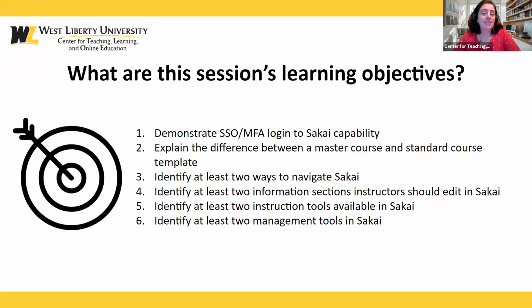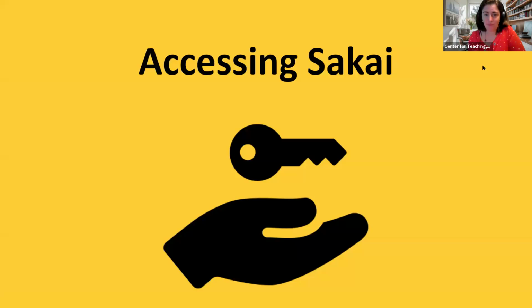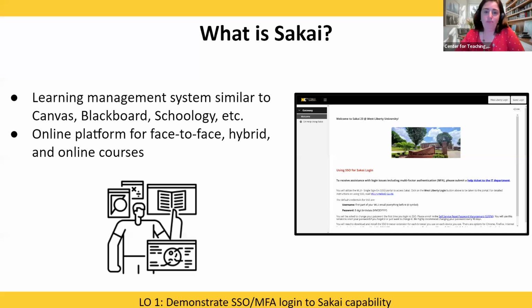So one is the SSO MFA, which is new starting as of July of this year. The difference between a master course and a standard course, 2 ways to navigate, 2 information sections that you should edit before classes start this semester, 2 instructional tools that you'll probably be using as an instructor, and 2 management tools that will also make your life easier managing your course. So first, let's talk about accessing Sakai, because there was a major change in July of 2024.